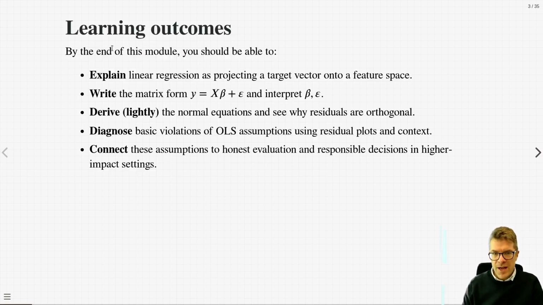You'll be able to diagnose basic violations of OLS using residual plots in context. And you'll be able to connect these assumptions to honest evaluation and responsible decisions. This is always the theme of this course. It's super important when you're doing any work in data science to always be honest and responsible.